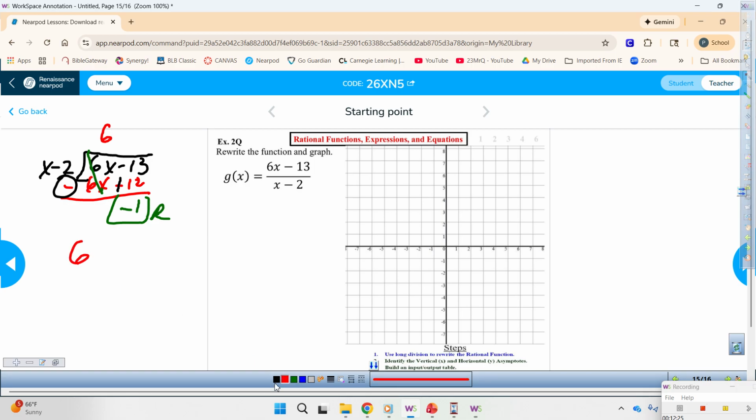So my answer is 6 plus negative 1 over x minus 2. All right. However, we need to rewrite that. So my transformation function, show your neighbor, and then Victoria is going to pass someone. What is our final transformation function? All right, good conversations. Victoria, pass someone.